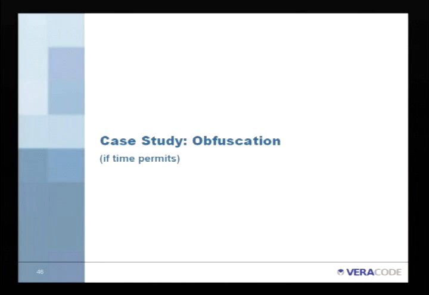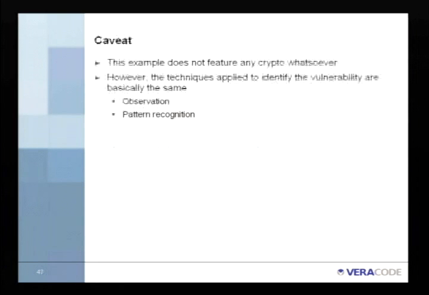So, third case study. And this one, I'll say up front that there is no crypto in this one whatsoever. We've done the block, we've done the stream, but this is, you know how we talked about making up your own stuff, your own algorithms, and your own crypto, and security through obscurity, basically. So that's kind of what this example is, but it's kind of a fun one. And the important thing is that the techniques, the observation, pattern recognition, and analysis techniques, are the same as in the previous two cases.